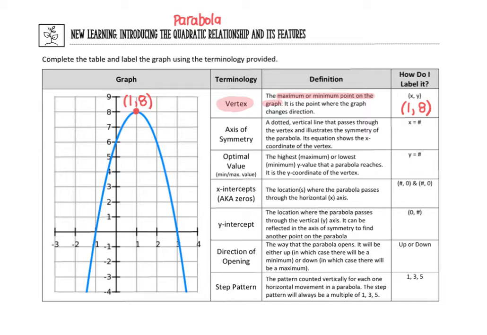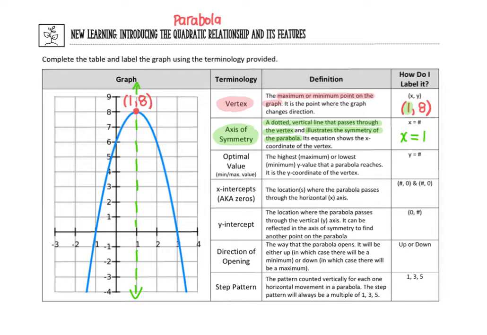There's an axis of symmetry, which is a dotted line that passes through the vertex, and what it does is illustrate the symmetry of the parabola. Remember that along an axis of symmetry, if you were to fold it, the two sides of the curve would line up with one another. Its equation for the line of symmetry is x equals the x-coordinate of the vertex. So in this case, we'd have an axis of symmetry of x = 1.